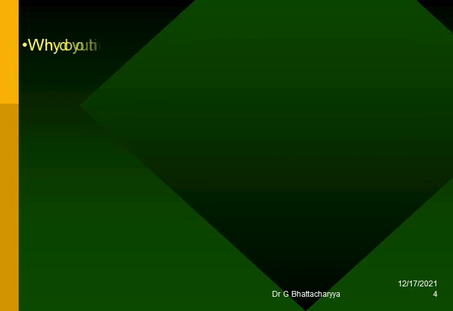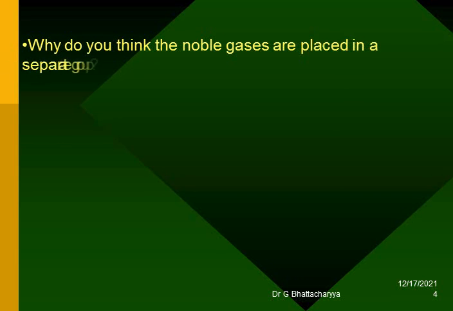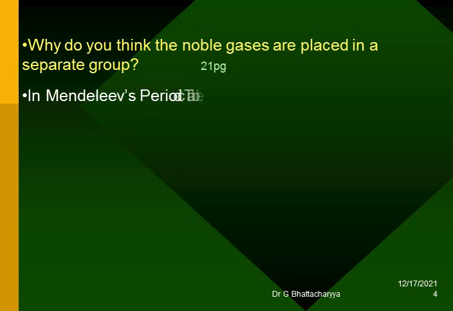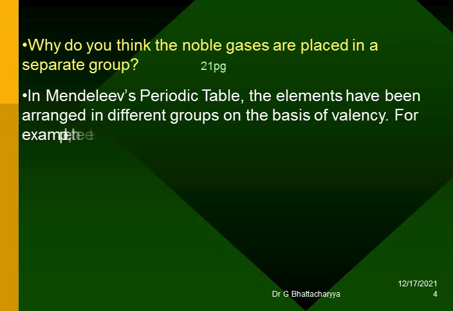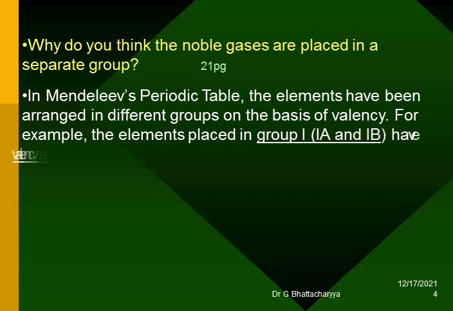Why do you think the noble gases are placed in a separate group? In Mendeleev's periodic table, the elements have been arranged in different groups on the basis of valency. For example, the elements placed in group 1, 1A and 1B, have valency equal to 1. Same is the case with the elements placed in other groups.